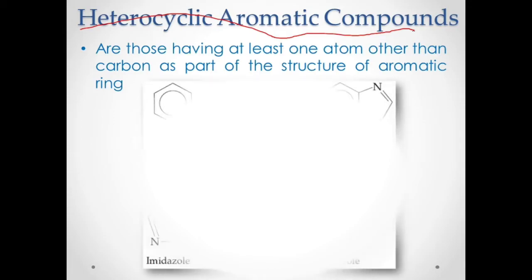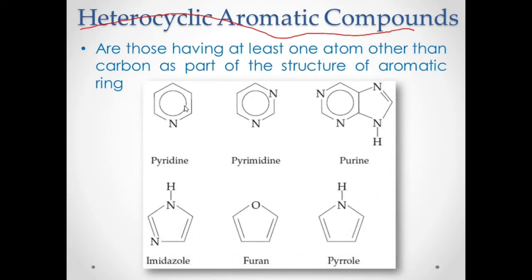Okay? So examples of these are this one. Remember your benzene? If at least one carbon is replaced with another atom, okay, so this here is what we call pyridine. You have one N in your aromatic ring. One carbon there is replaced with nitrogen, and therefore that compound is what we call a pyridine. If two carbons are replaced with two N, that is what we call a pyrimidine.